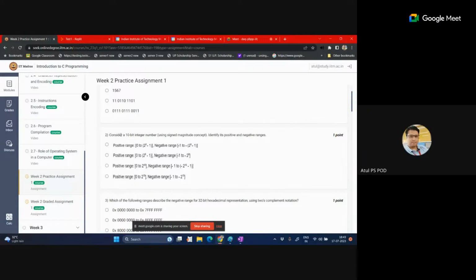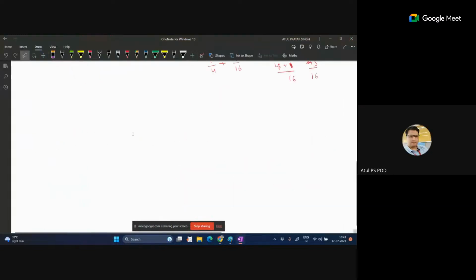Okay, same practice assignment, question 2. Here we are talking about a 10-bit integer number using the signed magnitude concept. That means one MSB bit we will reserve for the sign representation only. So out of 10 bits, 1 bit is used for the sign, 0 for positive and 1 for negative, and the remaining 9 bits we use for the values.